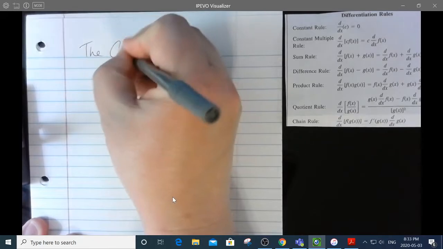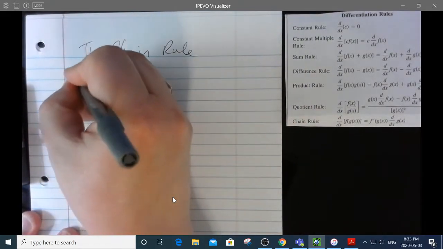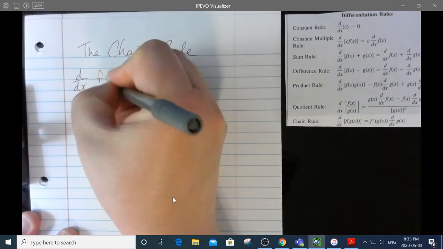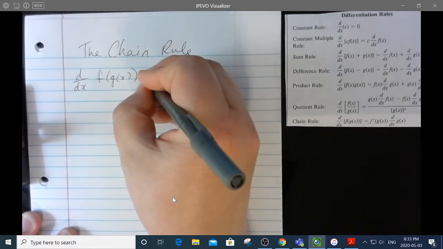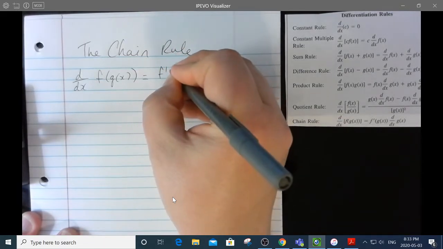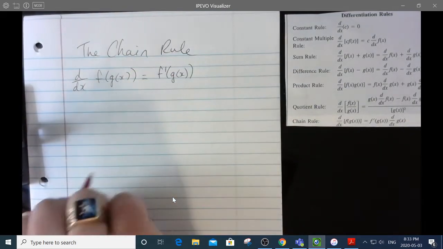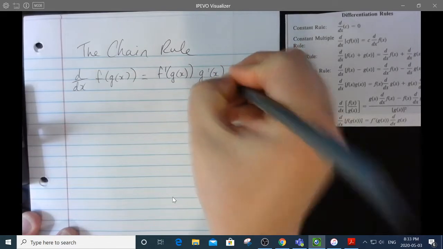So there we go. There's the chain rule, which basically says that the derivative with respect to x of a composite function, I should say composite, not compound, of a composite function is the derivative of the first function with its variable replaced by the inside function times the derivative of the inside function.